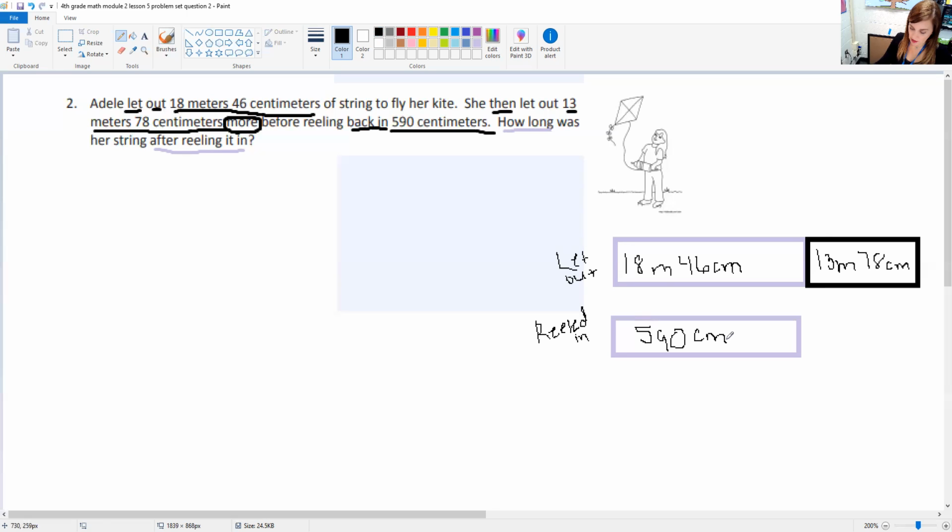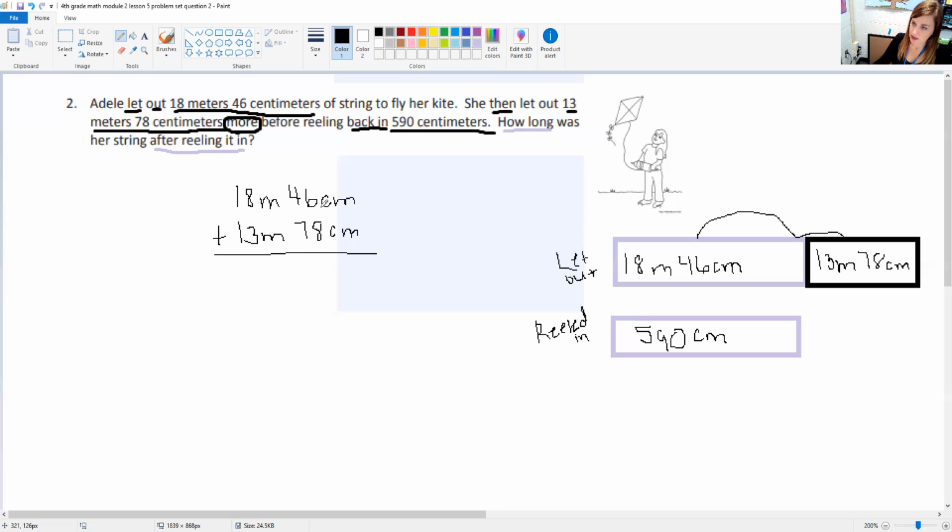Okay. So let's think. We need to know how long her string was after reeling it in. So first we need to know how long it was when she let it go out. We can figure that out by putting these two parts together. So we're going to say 18 meters, 46 centimeters plus your 13 meters, 78 centimeters. We're going to add those two together.